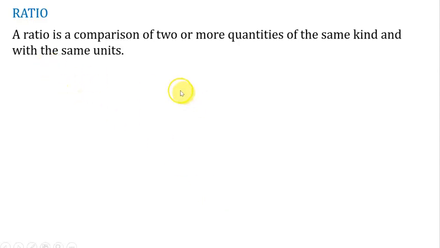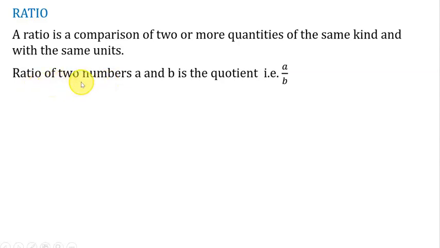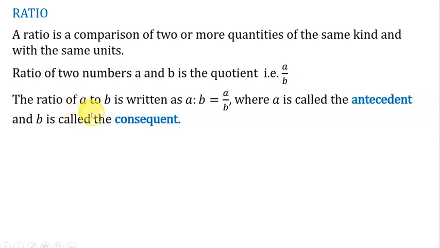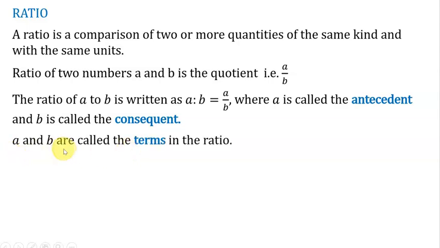Ratio and proportion. First, ratio. A ratio is a comparison of two or more quantities of the same kind and with the same units. The ratio of two numbers A and B is the quotient A upon B. The ratio of A to B is written as A : B, which equals A upon B, where A is called the antecedent and B is called the consequent. A and B are called the terms of the ratio.